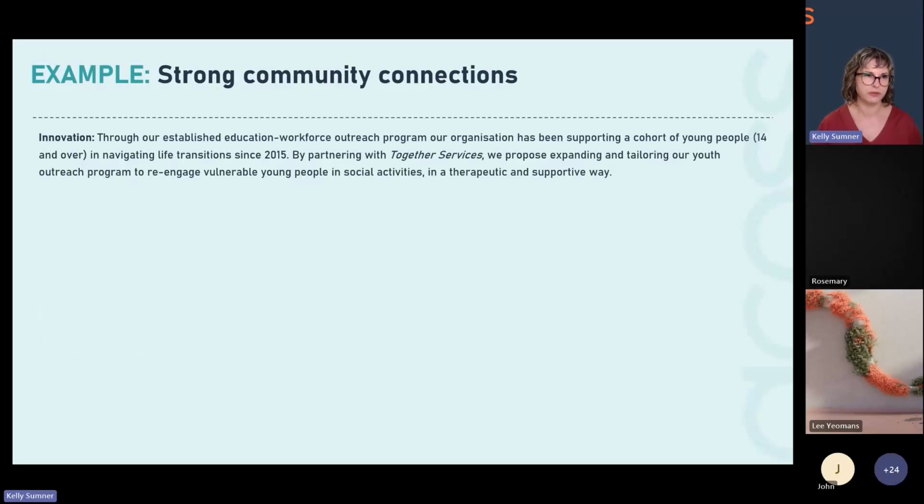So the first thing we'd want to do is look at the point of innovation. And we'd start with a key point, and then we'd add in an example or some evidence that we could use to support it. Another tip that we'll come to a little bit later, but you can already see in these examples, is to match our language to the language that the funder uses. So in terms of innovation, we might say that through our established program, we've been supporting a relevant cohort. And then by partnering with another service, we would like to expand that and reach the same cohort, but to support them in a different way.